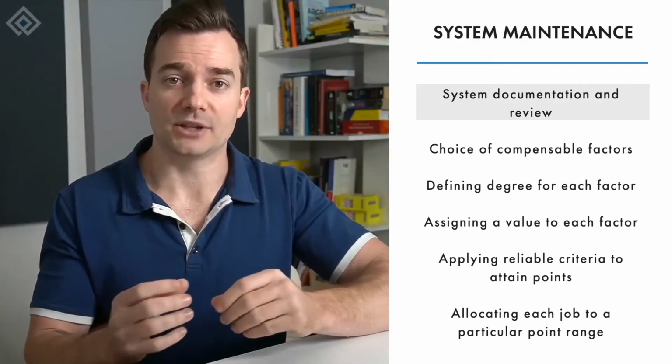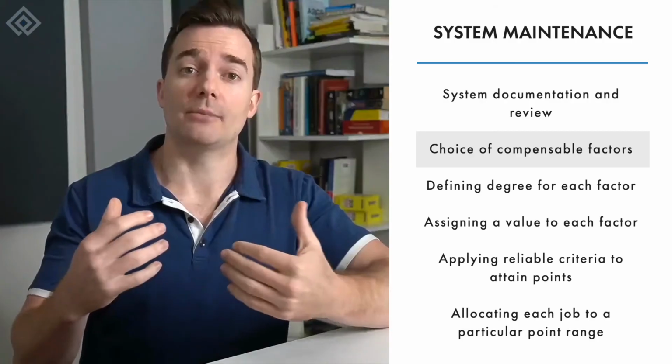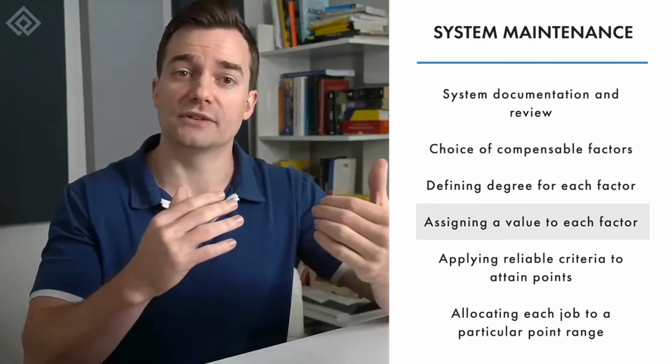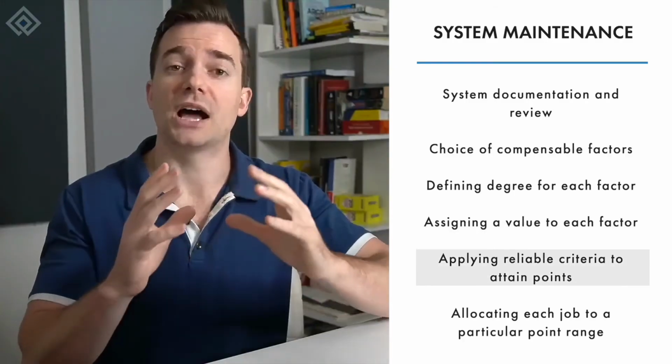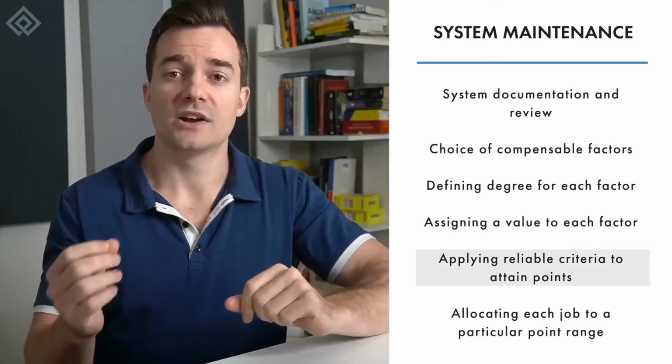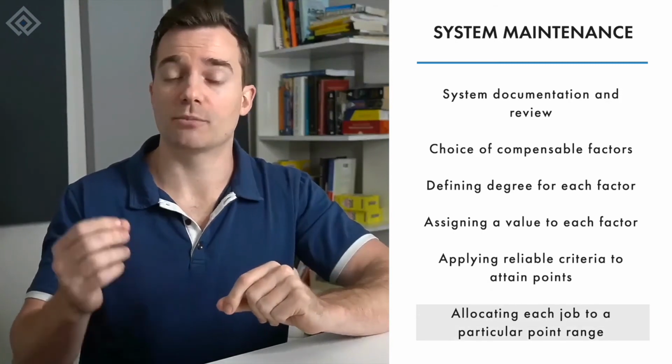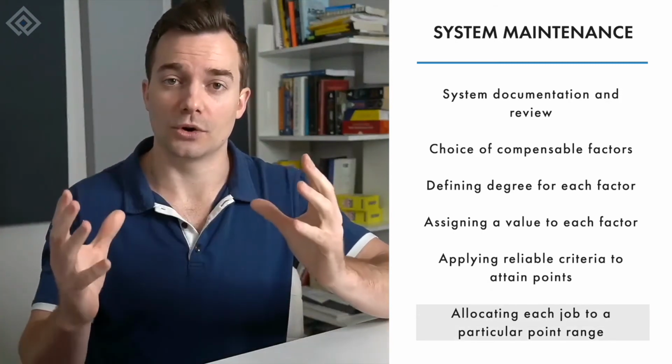The most important steps in the process include the choice of compensable factors, defining each of their degrees, assigning a value to every factor and degree, and applying reliable criteria to attain points for each factor and point total, and allocating each job to a particular point range based on the point total.